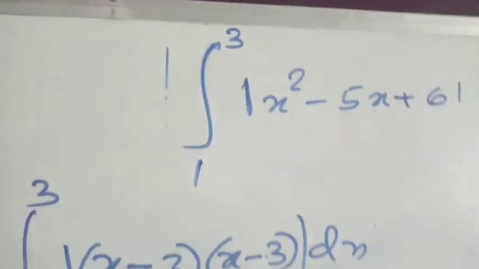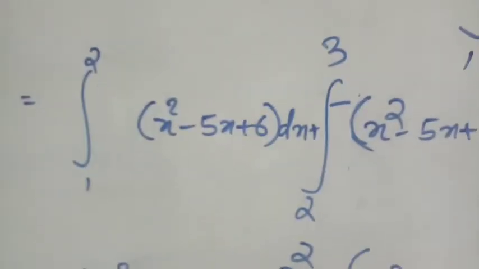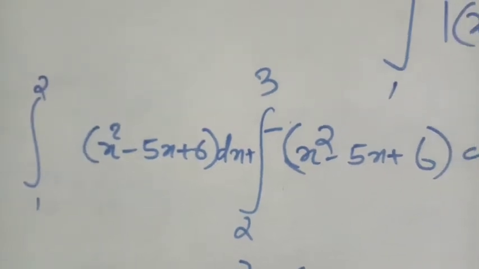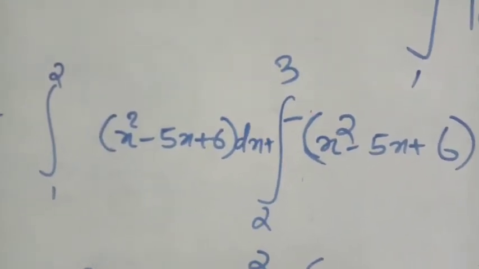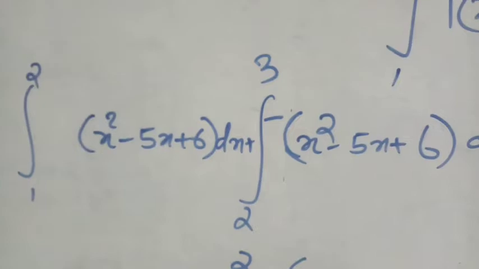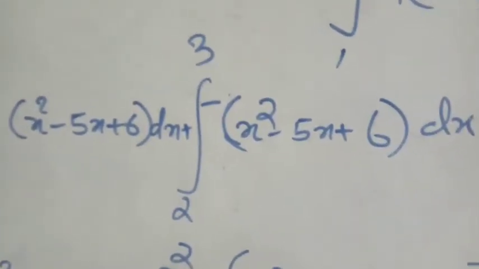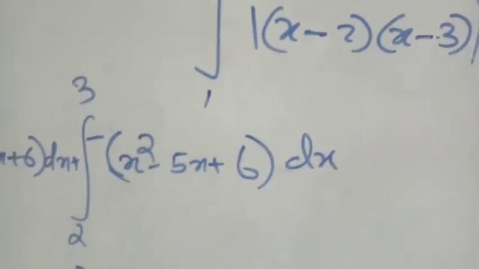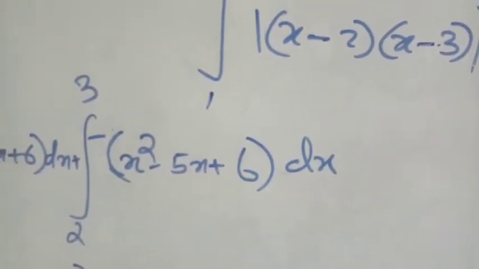Now to integrate that one, we need to split the limit 1 to 3 as integral 1 to 2, because for that function from 1 to 2, the function is positive. So no need for the modulus symbol there. So 1 to 2 x square minus 5x plus 6 dx, plus integral 2 to 3. And here, from 2 to 3, the function is negative, but we want the modulus value.